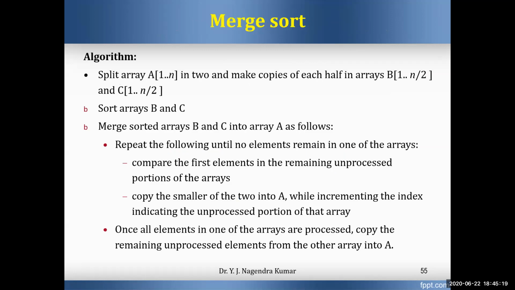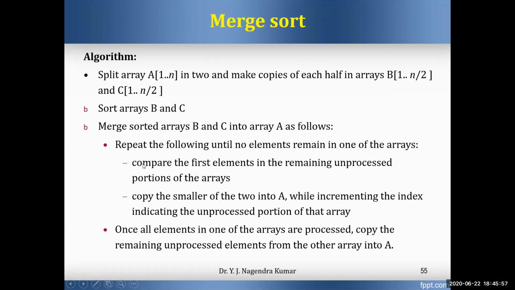So this is the algorithm for merge sort. First, you have to split the array with n elements into two and make copies of each half in arrays B and C. The first subarray's name is B, and the second subarray's name is C. And then you have to sort these arrays B and C again by using this divide and conquer algorithm. Then merge the sorted arrays B and C into array A as follows.